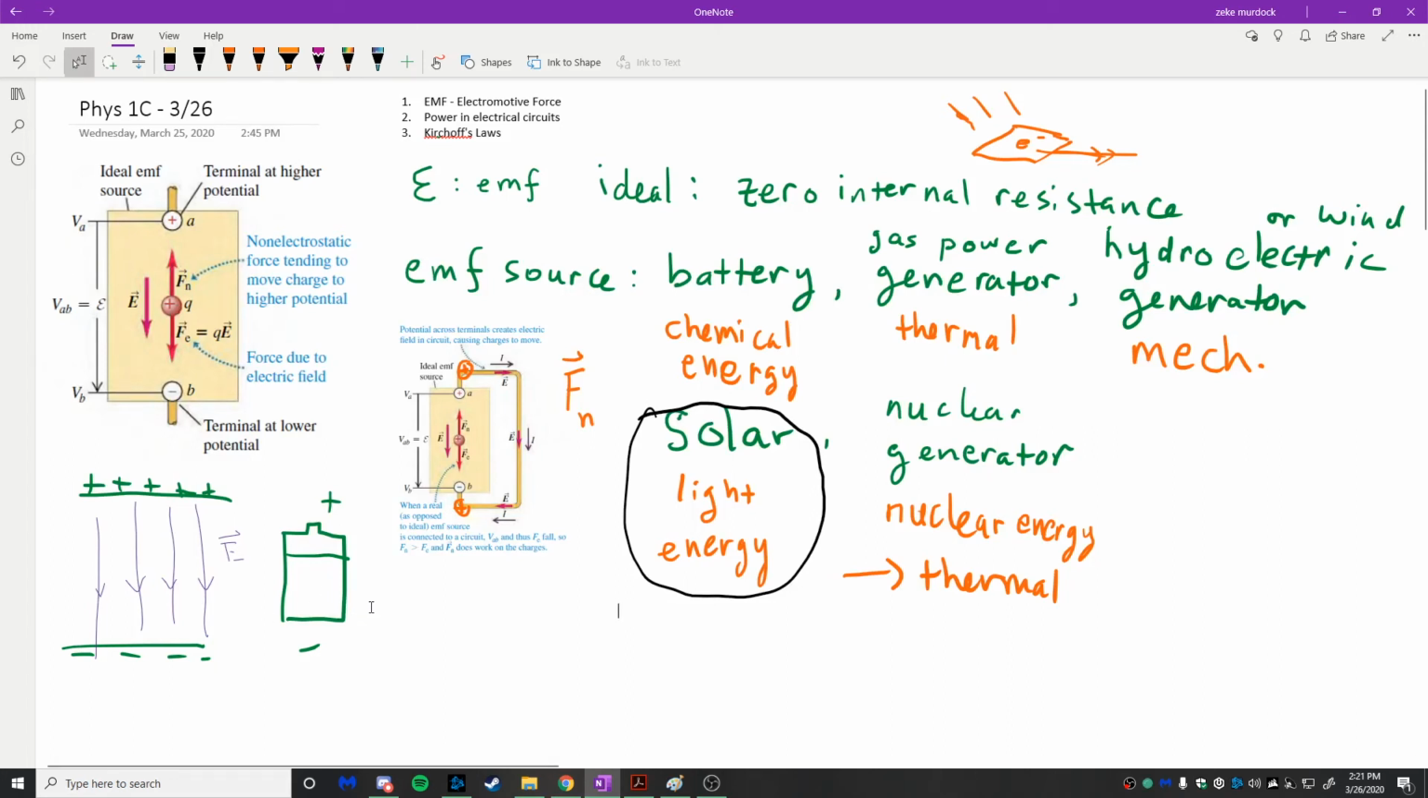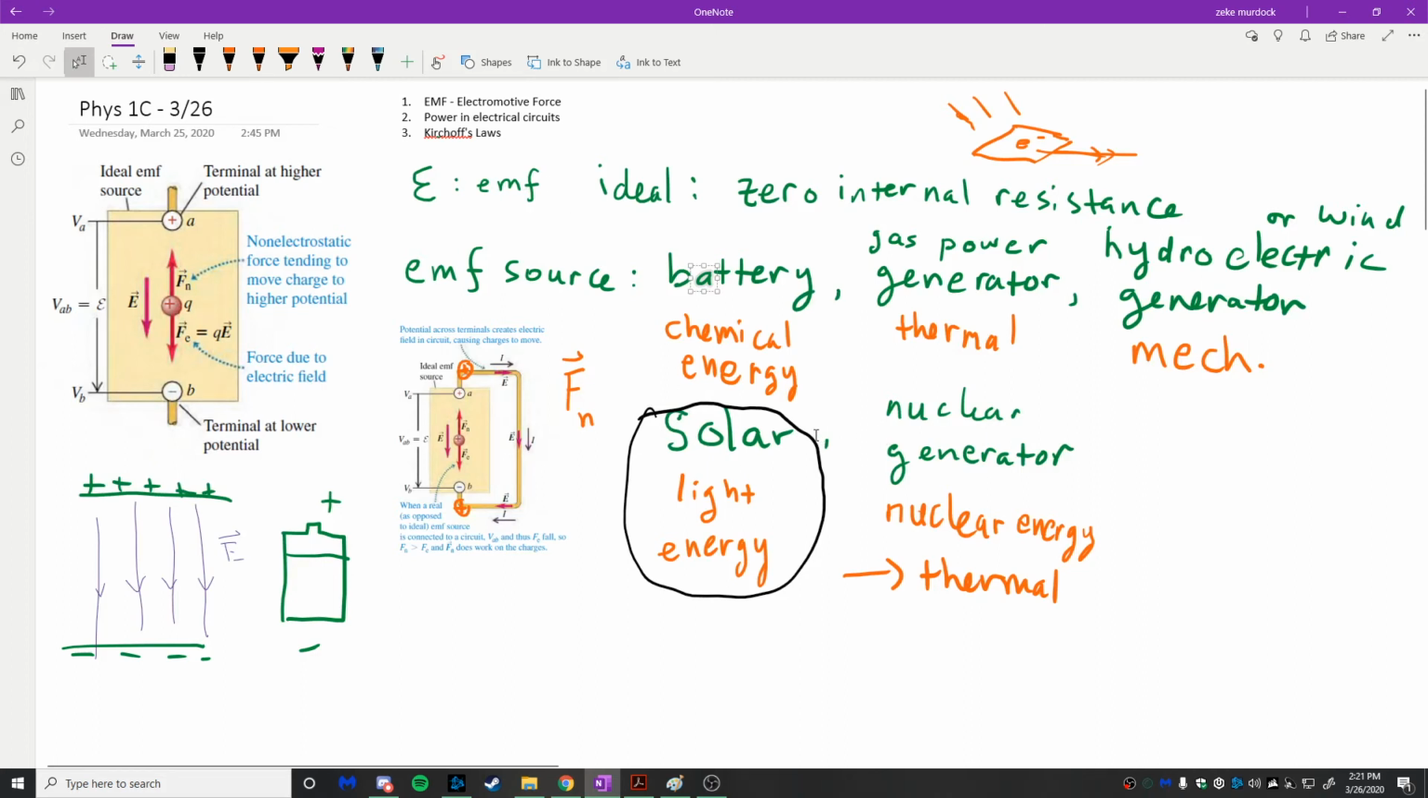Okay, so this is EMF. The idea that this thing, a battery, a gas power generator, etc., any of these objects can produce this non-electrostatic force, which has the tendency to move charges to a higher potential. And that is what allows an electrical circuit to continually deliver energy to whatever's going on in the circuit. Does that all make sense to you guys?